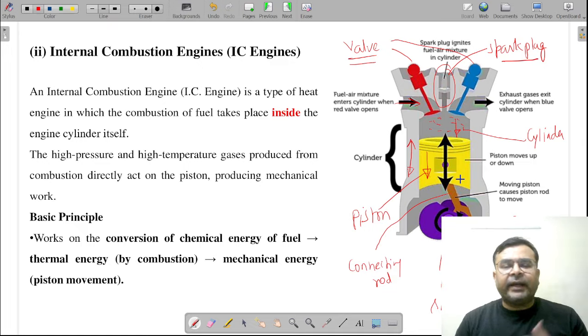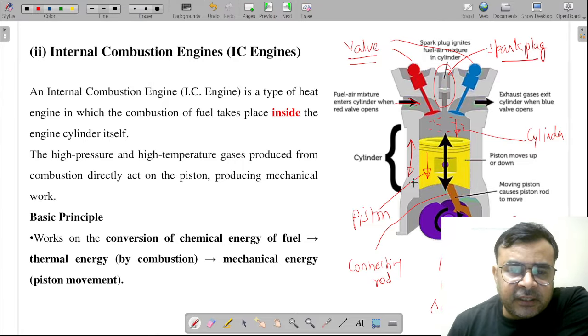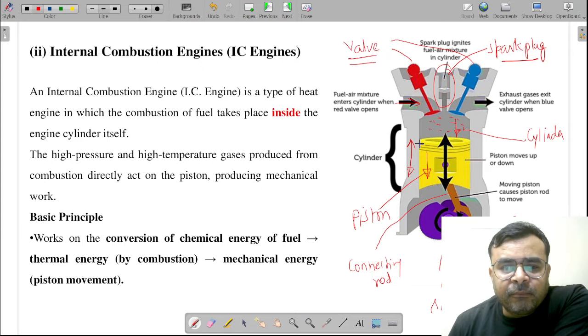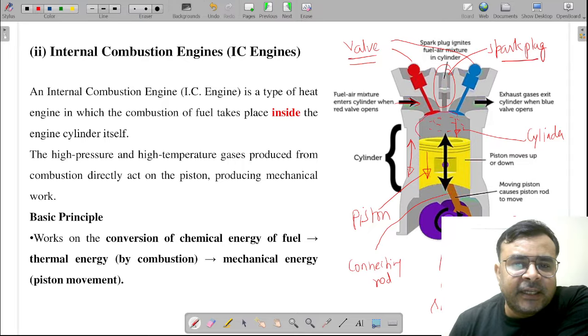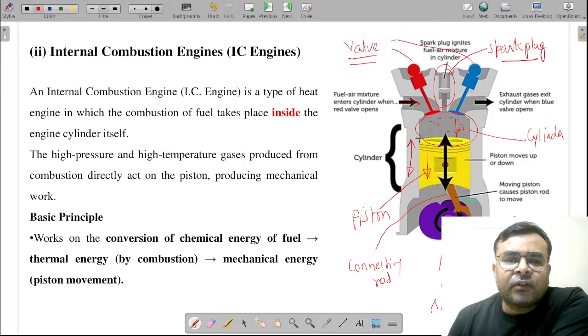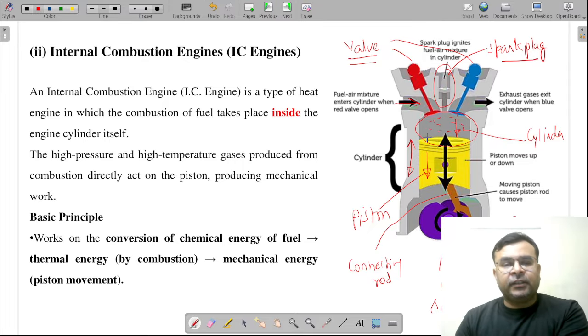Now the question is why it is called internal combustion engine. The previous one was the external combustion engine. So you can see this is a piston cylinder arrangement, and here the combustion of the fuel takes place inside the cylinder. That's why this is called internal combustion engine. Is it right? Since in this the combustion takes place inside the cylinder, that's why this is called internal combustion engine.